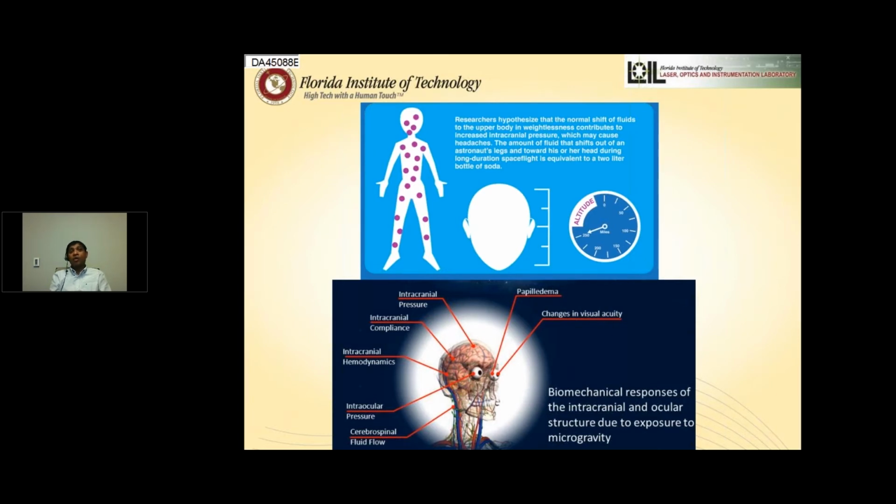The figure at the bottom shows the challenges that happen in microgravity. You have changes in visual activity, there's an intracranial pressure issue, then intraocular pressure, which are all related, as you know, and then the cerebrospinal fluid flow. All these things are affected in the space domain when you go into the microgravity environment.